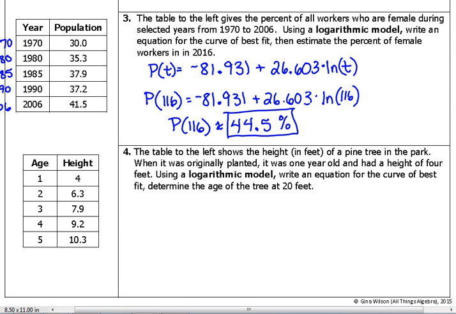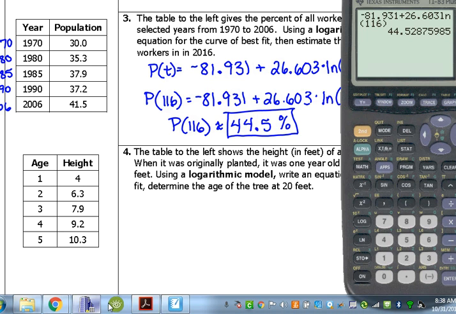Okay, let's do another one. The table to the left shows the height in feet of a pine tree in the park when it was originally planted. It was 1 year old and had a height of 4 feet. Using a logarithmic model, write an equation for the curve of best fit and determine the age of the tree at 20 feet.